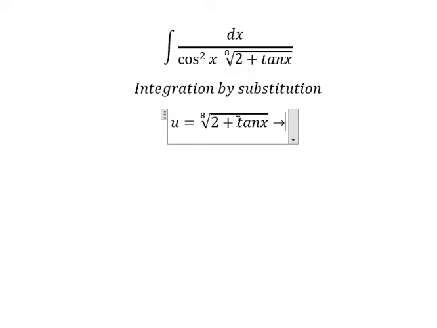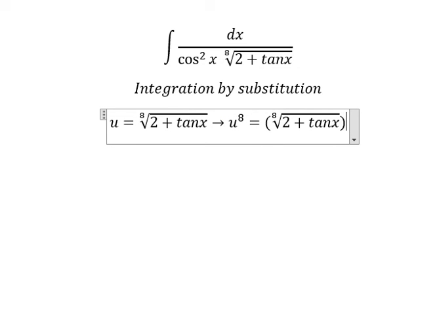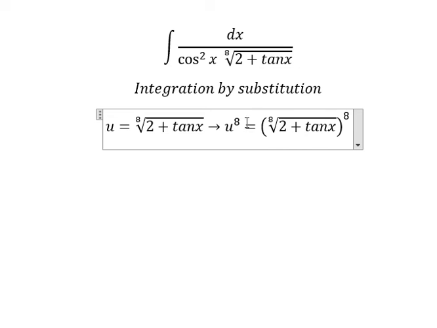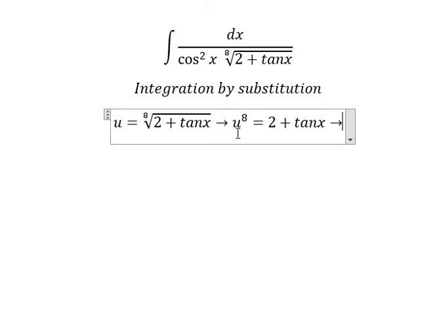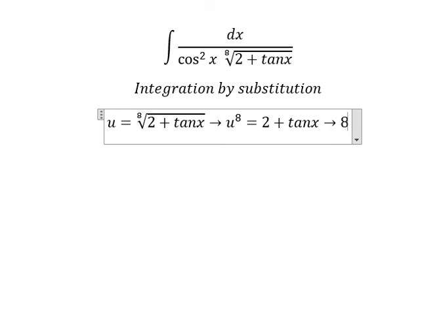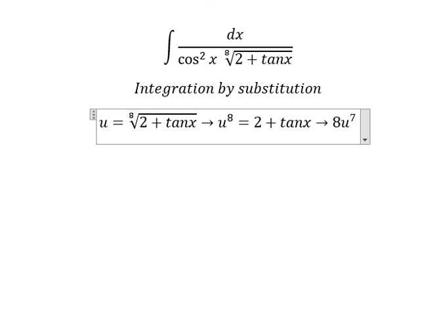Later we put the power of 8 on both sides to cancel the root, and we have u to the power of 8 equals 2 plus tan x. Later we need to first take the derivative of both sides. This one we have 8u to the power of 7 du.